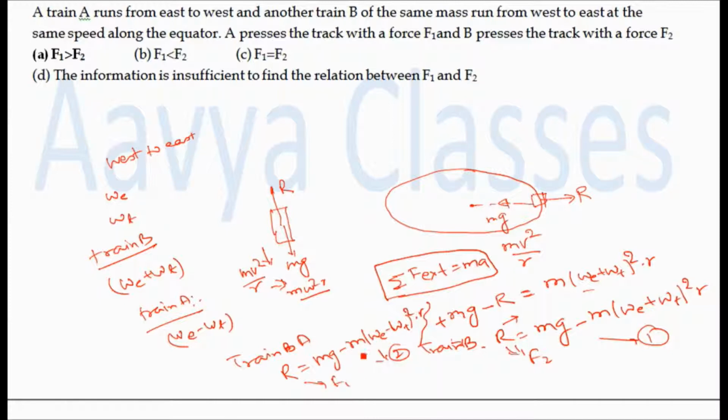If you see the equations, it is very clear that F1 must be greater than F2, as F1 is associated with a smaller term with negative sign, and F2 is associated with a bigger term with negative sign. So clearly F1 is greater than F2, and the answer will be A.